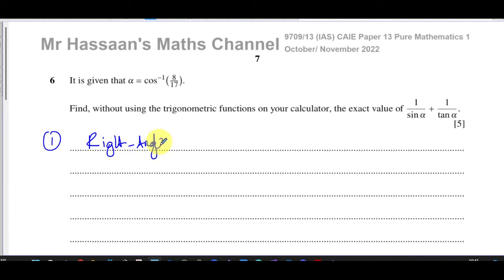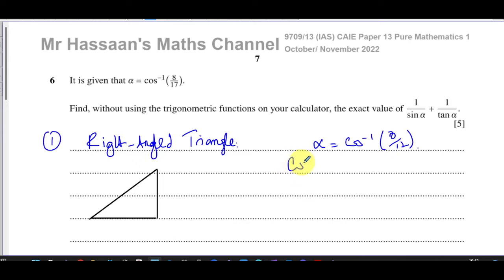A lot of students don't really like this topic. They say, why can't we just use the calculator? They told us not to. They want to see the steps that are taken. Otherwise, it's just a bit of number crunching in your calculator. So the cosine of an angle is 8 over 17, that's what it's told us. If alpha equals inverse cosine of 8 over 17, that means the cosine of alpha is equal to 8 over 17.